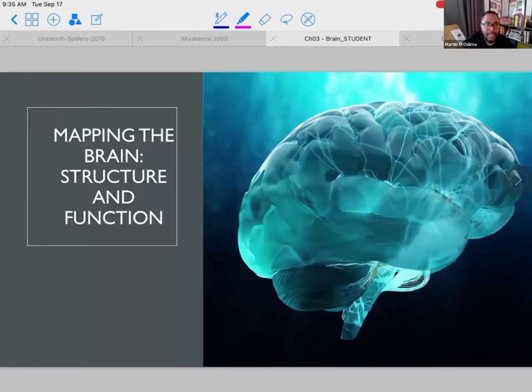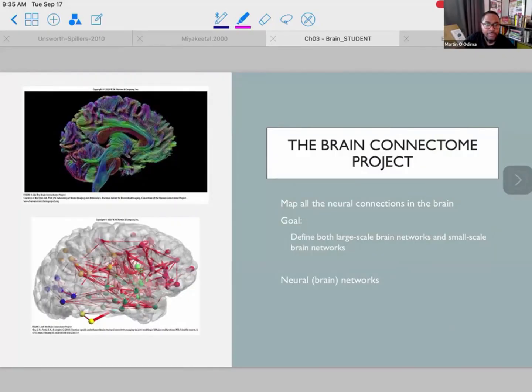All right, next thing would be mapping the brain, the structure and the function. There's a project called the Connectome Project, which is an initiative to map all the neural connections in the brain. Part of this initiative is to define large-scale brain networks and small-scale brain networks.